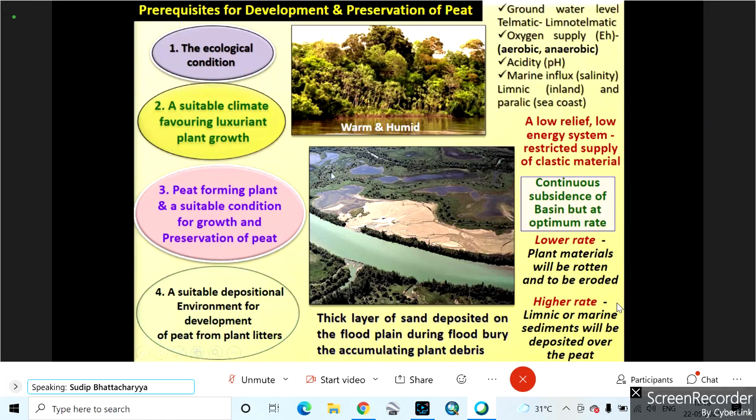With this, the tectonism. Tectonism, if it is a lower rate, that is the rate at which plant is, that is the rate of subsidence of the basin. That basin should be subsiding at an optimum rate, not very fast and not very slow, just to accommodate your sediments.